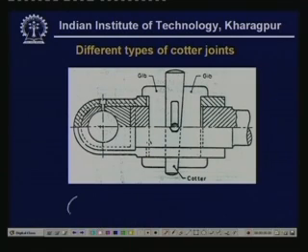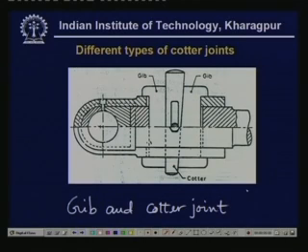This is known as gib and cotter joint. Now this type of joint is normally used to connect the large end of the connecting rod.